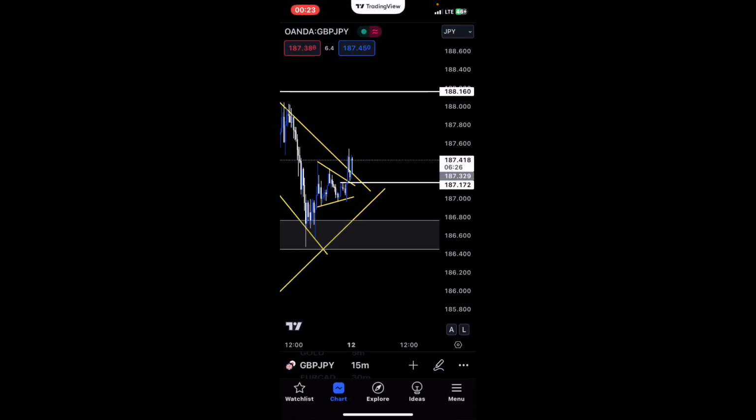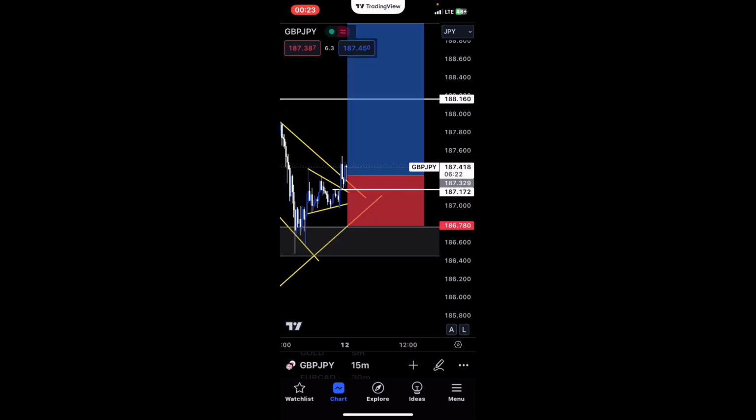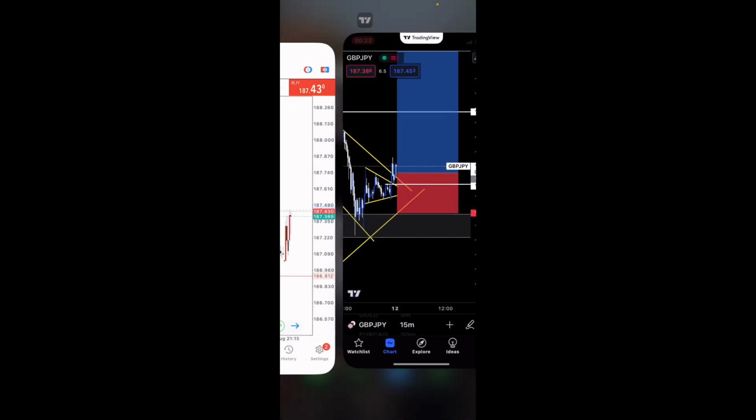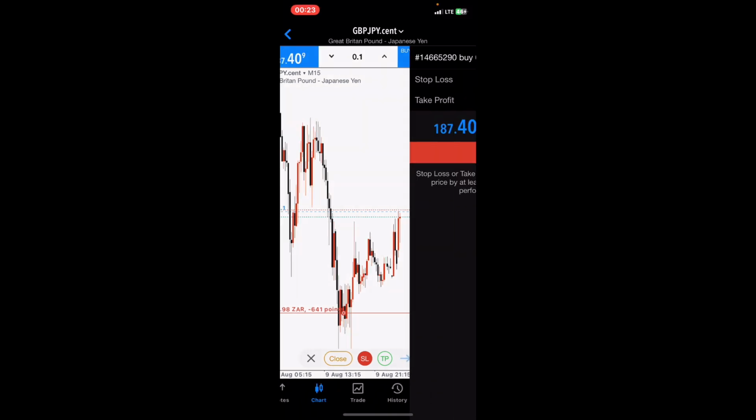Let's just check the stop loss on TradingView. Good, so the stop loss is at 186,780, right? 186,780. So let's say we can put it here, 780. Let's put it at 800, right? That's a 7 rand stop loss, guys.